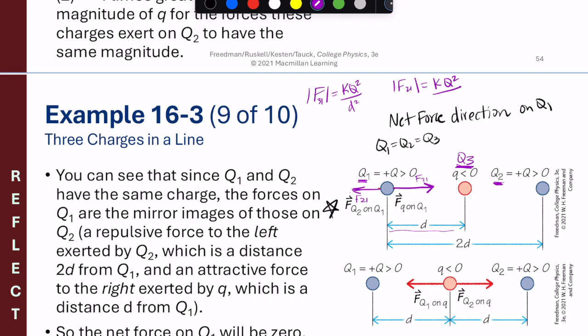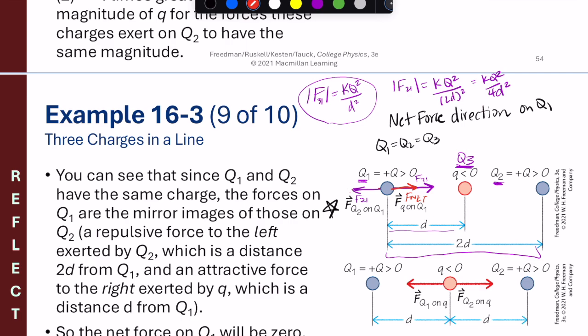kQ squared, numerator's the same. They're all charge Q. What about the distance? Well, this one's farther away. So that force value is automatically going to be 1/4 smaller, right? Because we square the distance. So kQ squared over 4d squared. So obviously F31 is going to be bigger. It's going to be the most dominant force. And so then the net force would be pointing to the right, the same direction as F31, because it's larger in magnitude.